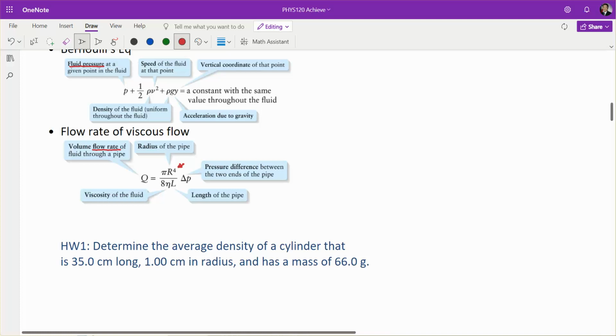We use square a lot, but this one is to the fourth. And divide by 8 eta L. So the L is the length of the pipe, but the eta here is the viscosity.